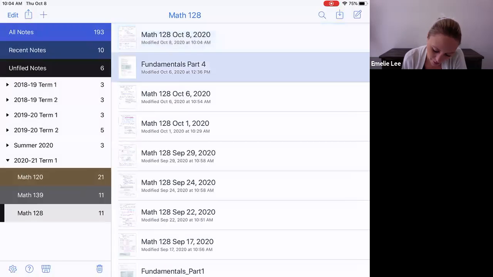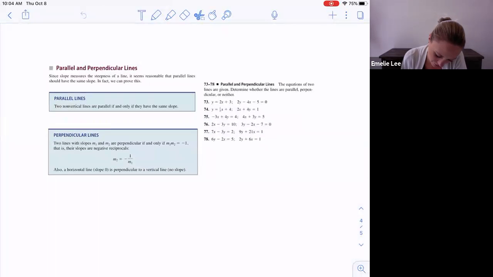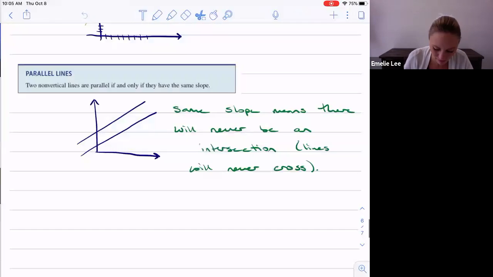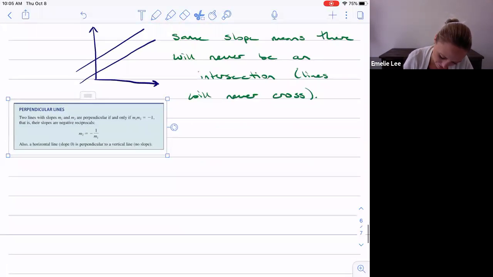Okay. Perpendicular lines are a little bit more fun. Perpendicular lines are lines that go like this. So if you've got a line here and then you've got a line here, there's a 90-degree angle or a right angle here between the two. We won't talk about that because we're not in trig quite yet.